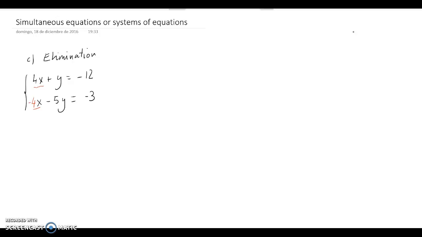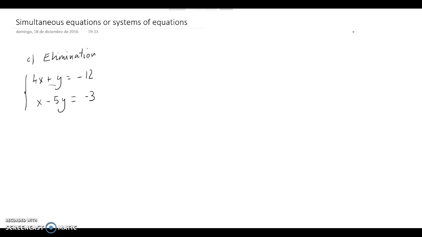Or instead of this, if I want to cancel the y, if I have here minus 5y, I need up here in the first equation 5y. Okay, so the same number with different signs to subtract. Okay, so let's do this. So I have to choose the easiest variable for me to cancel from both equations. So I think it's the y, because I have here minus 5y. So in the first equation is positive y.